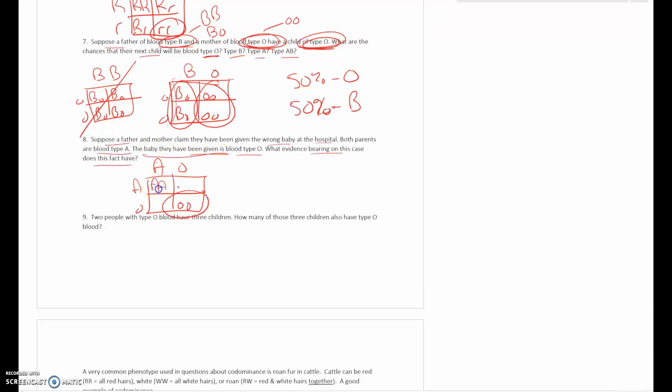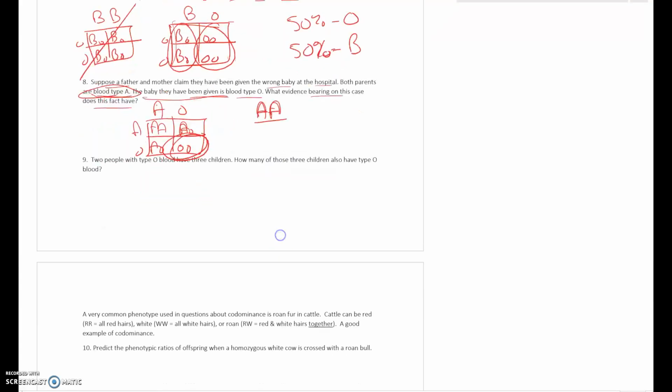Now, they also have some other possibilities where it would not end up as O. If one of them happened to be AA instead of AO, then they couldn't end up with a child who's type O. But we don't know that given the information. All we know is they have type A blood, so it is definitely possible that they could have a type O child.